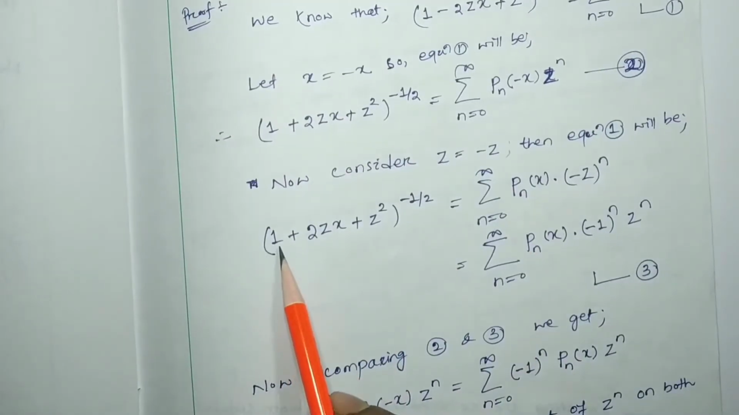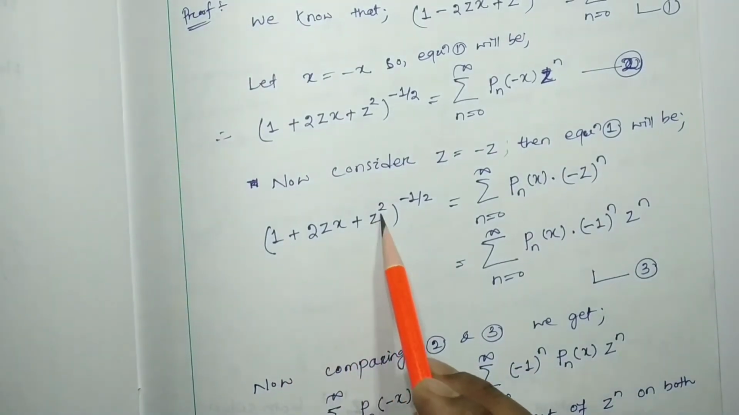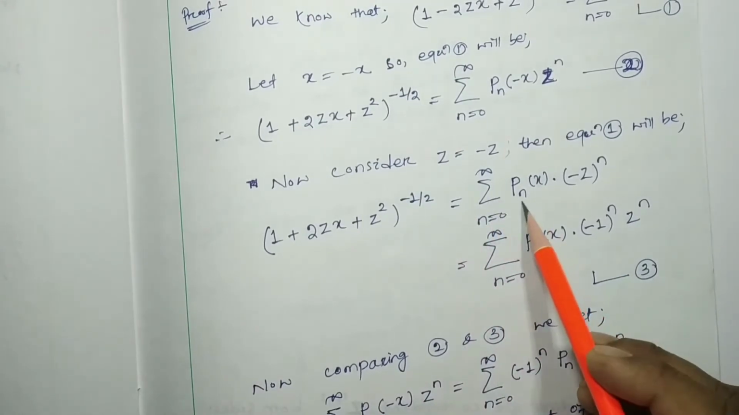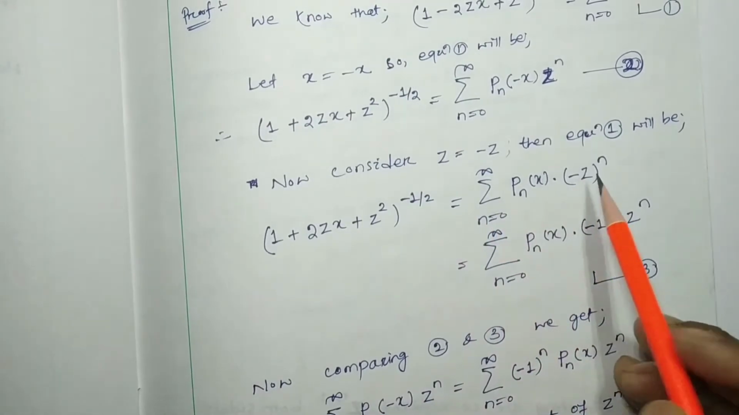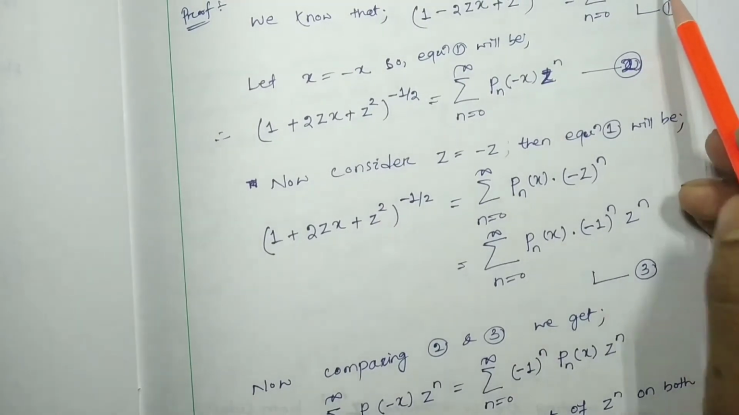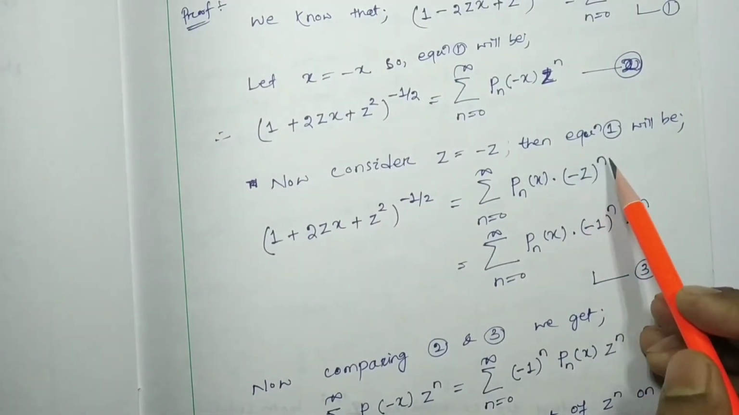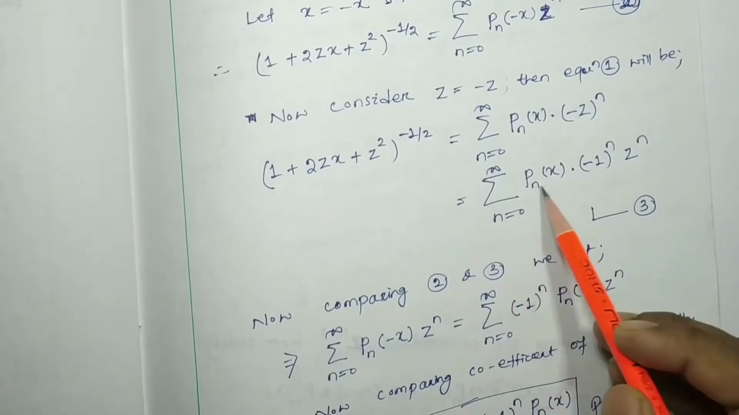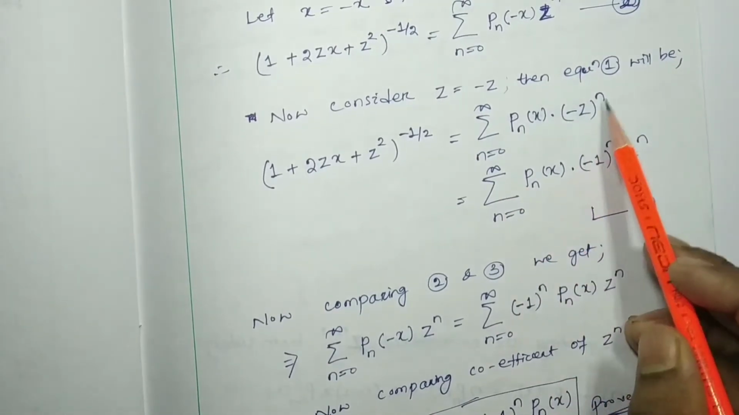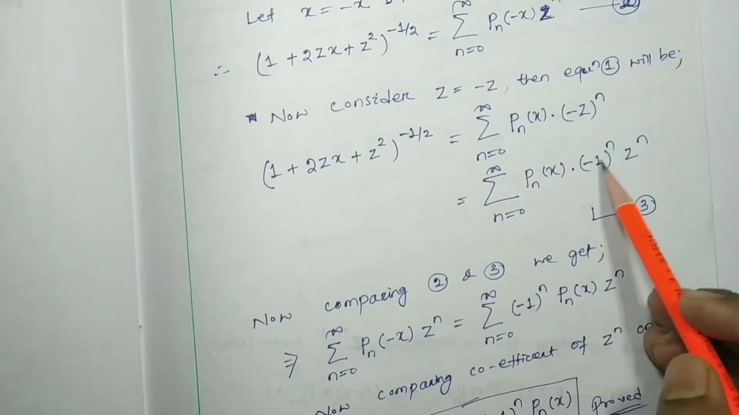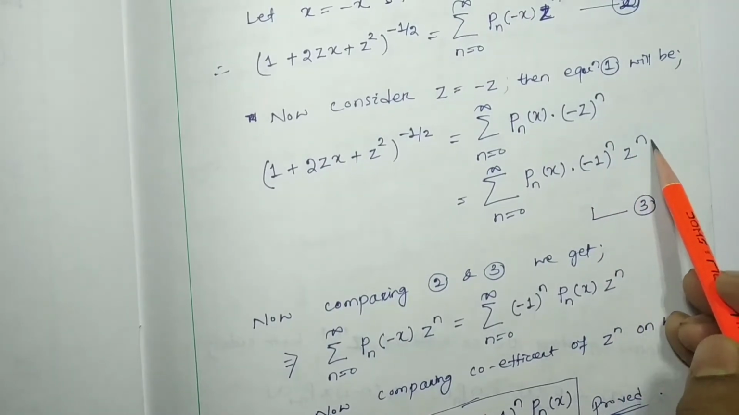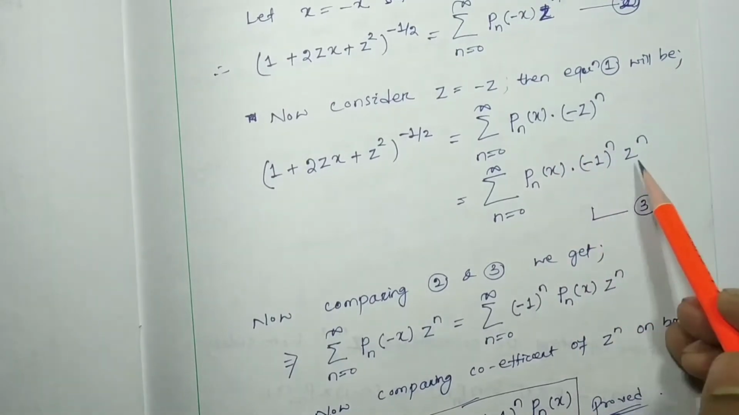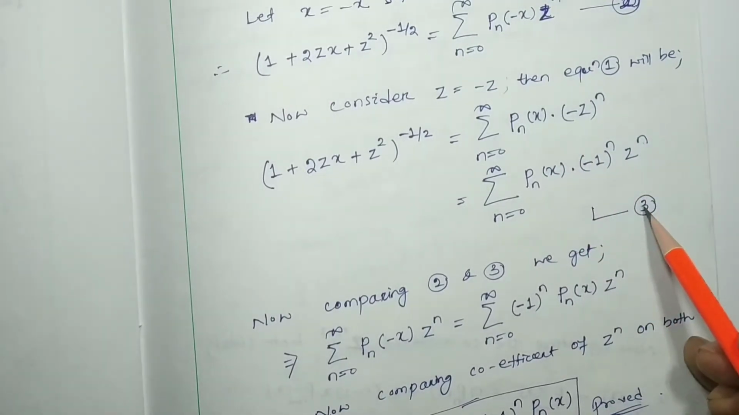So it will be 1 plus 2zx plus z square to the power minus 1 by 2 will be equal to summation n equal to 0 to infinity Pn(x) into, we considered z as minus z, so minus z to the power n. So Pn(x) times minus z to the power n can be written as minus 1 to the power n z to the power n. Minus 1 is just taken outside the bracket. Let this be equation number 3.